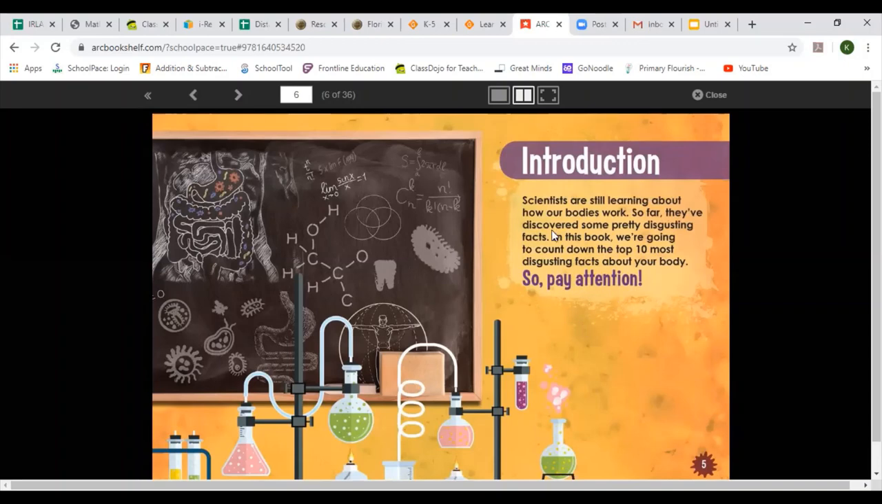IEST. Okay? So, for example, in our introduction, it says scientists are still learning about how our bodies work. So far, they've discovered some pretty disgusting facts. In this book, we're going to count down the top 10 most disgusting facts about your body, so pay attention. I didn't see any words there ending in IER or IEST. If I did, I would write it down in my notebook. You're going to do that for the rest of this book. So please make sure that you're pausing to read each page.